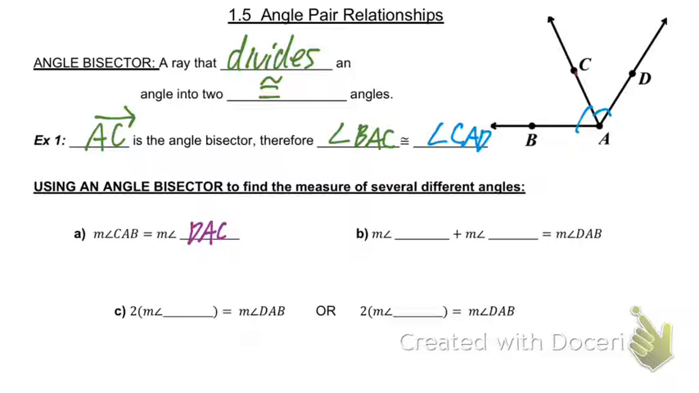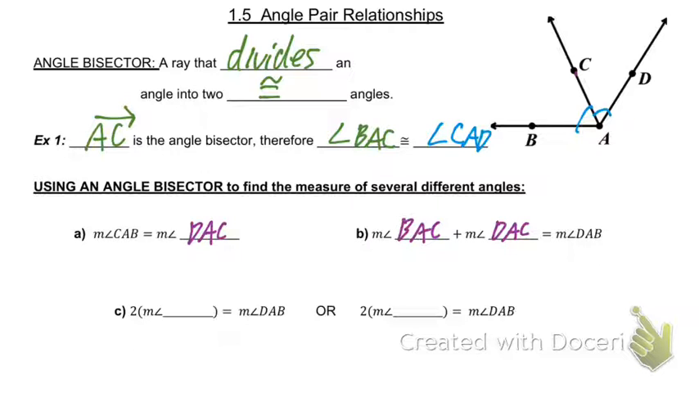Another thing is we could say, if we take the measure of angle BAC, the small one on the left, plus the measure of angle DAC, the one on the right, we add them together and we get the measure of the entire thing, angle DAB. And yes, I did do DAB on purpose again. So once again, if we add the two parts, we'll get the whole thing.